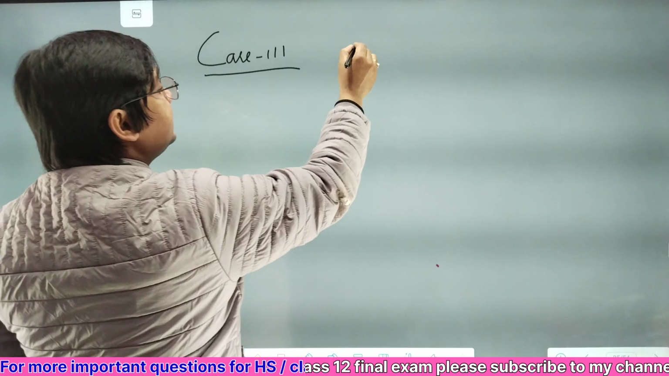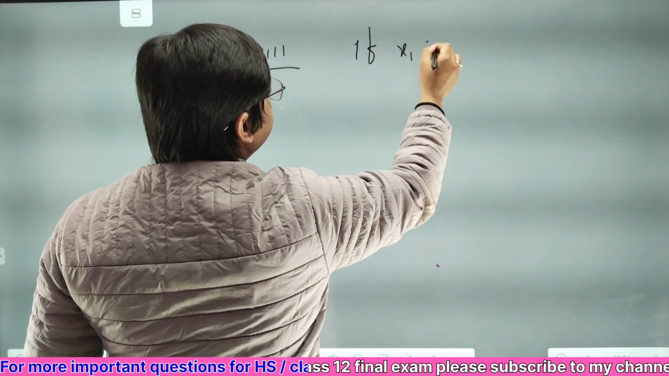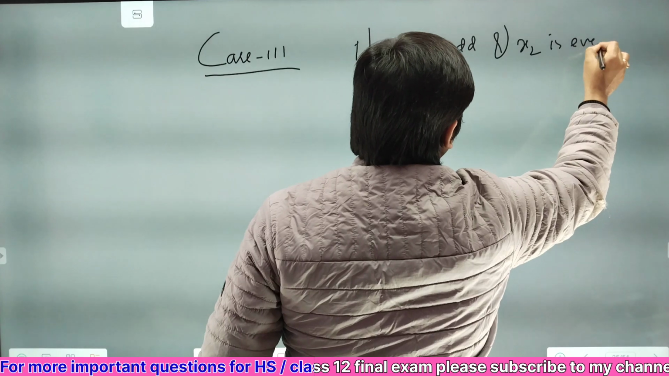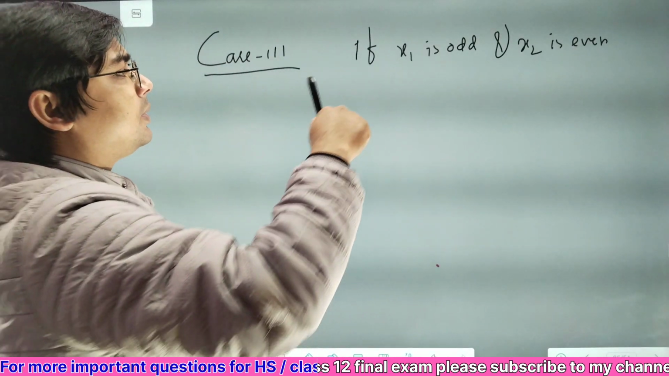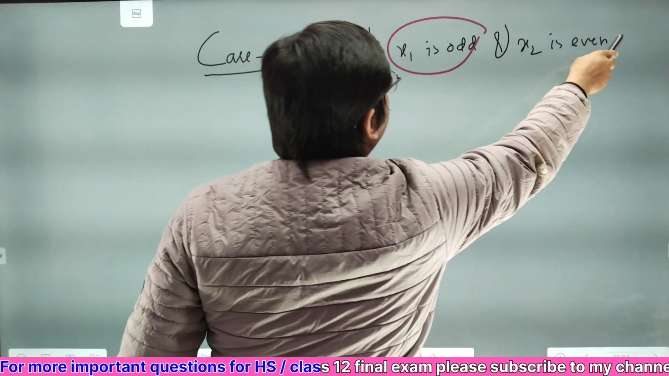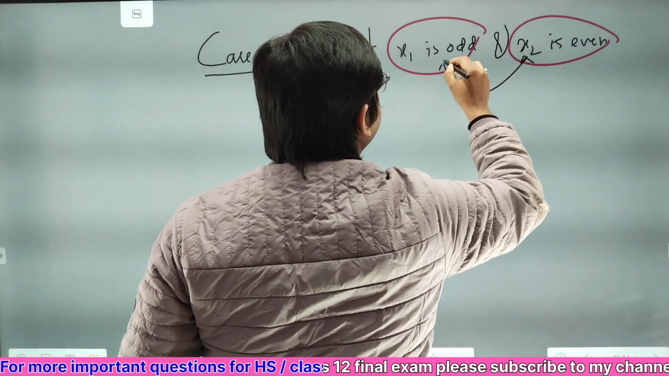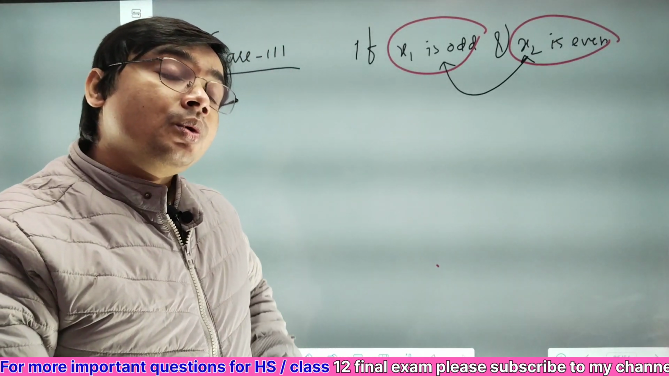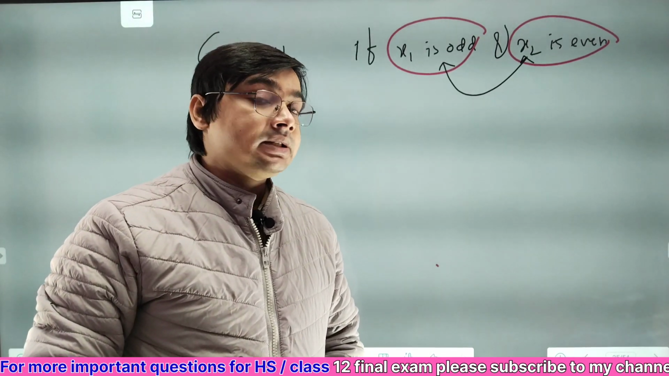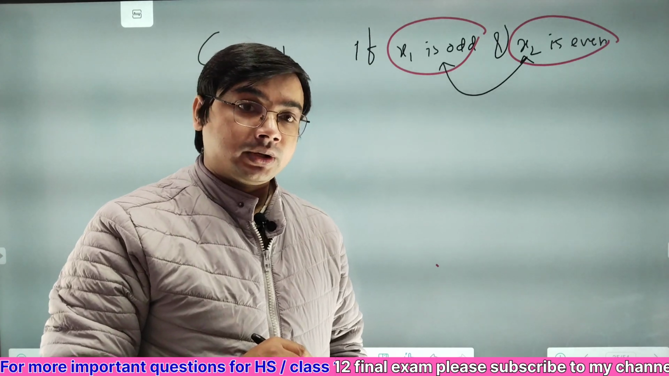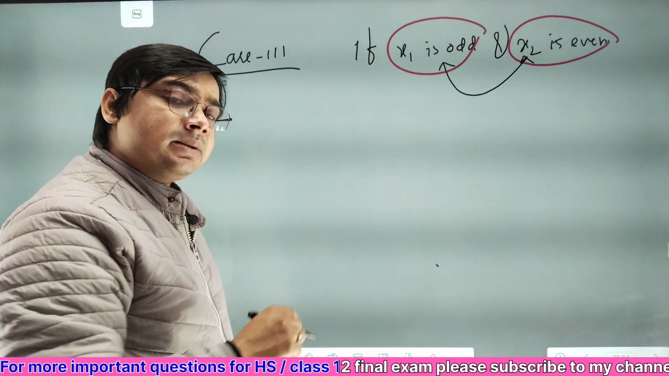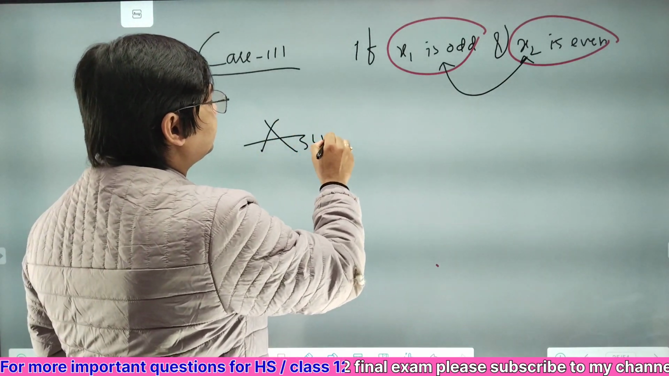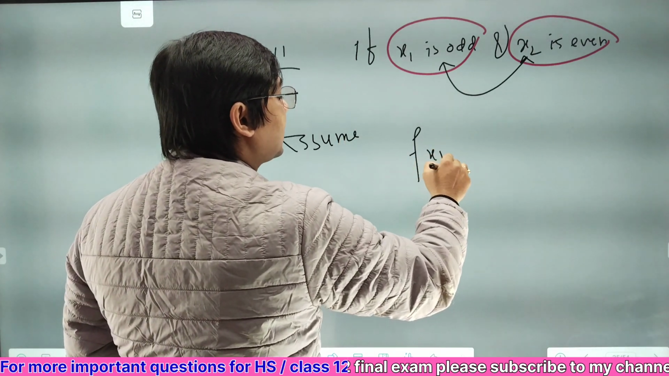Now, if x1 is odd and x2 is even, then what happened? If we consider x1 is an odd number and x2 is an even number, obviously they are distinct. Yes, x1 and x2 in this case will be distinct. Now we need to show their images are also distinct, then only we can say the function will be one-to-one. So now we verify whether their images are also distinct here. For this case, suppose or assume that their images are equal.